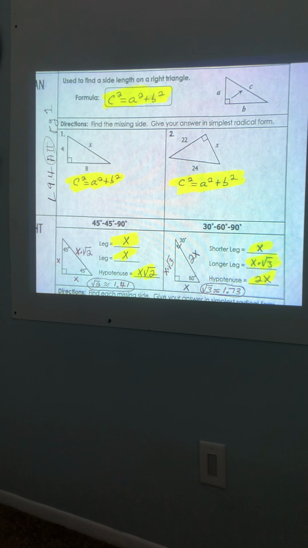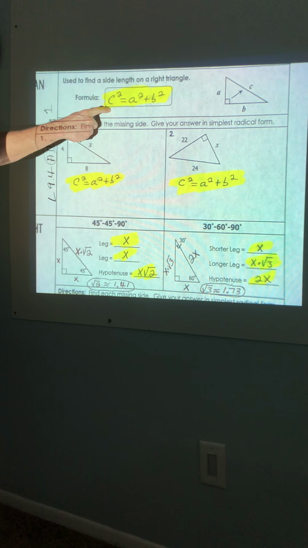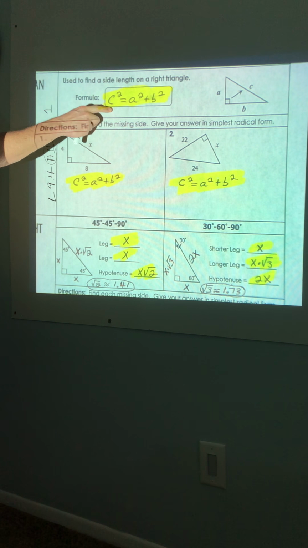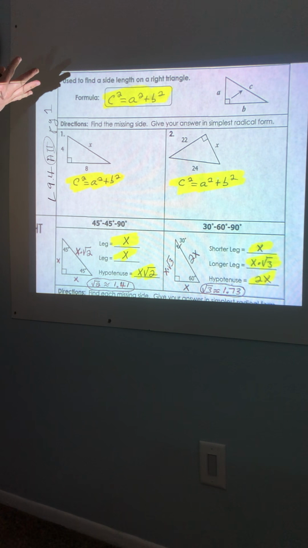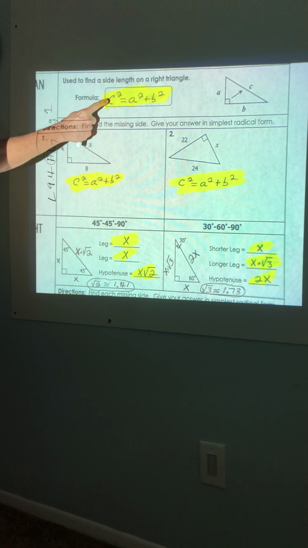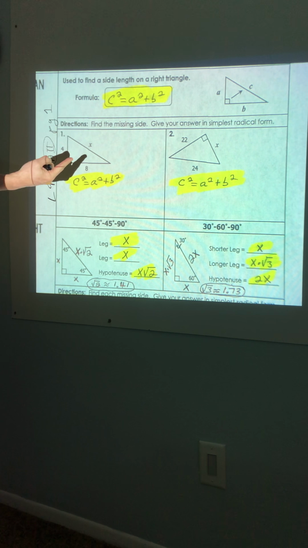Easy is good. All right, so the first thing you need to copy down is what you see in yellow, okay? C squared equals A squared plus B squared. You've heard it a million times. Remember, the one that's king, the most important, is the value of C. C is always the biggest value, it's the hypotenuse.